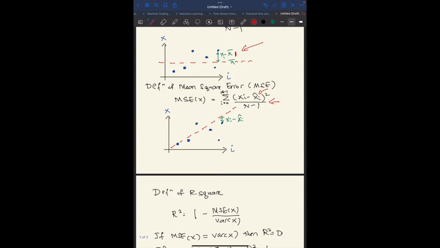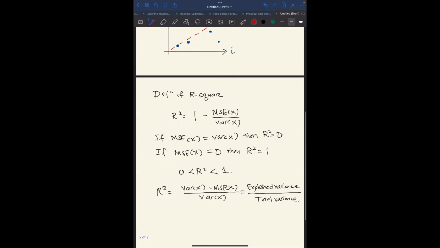If you would like to explain the mean square error visually, we could use back the same data points. The red dotted line now represents the regression line. We compute the square residual error for each data point. Then we compute the mean square error using the formula given here.